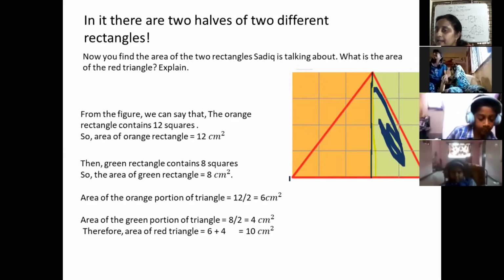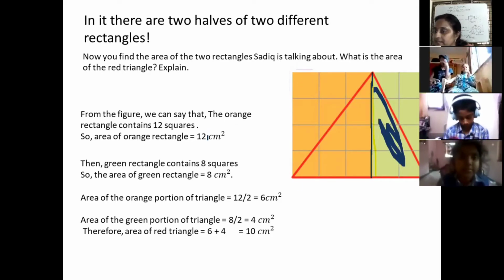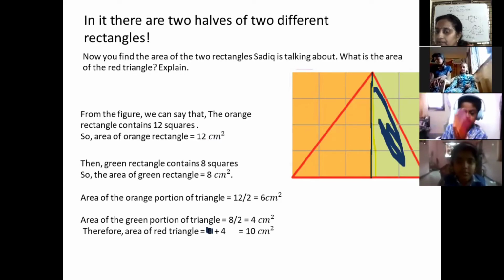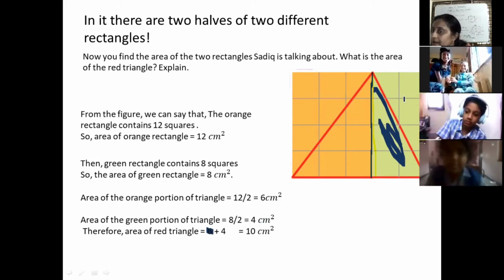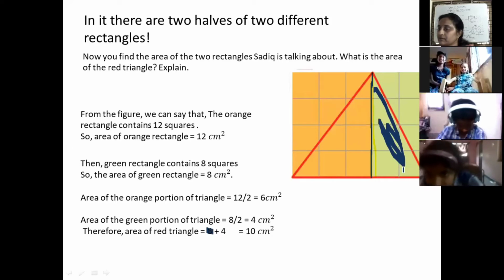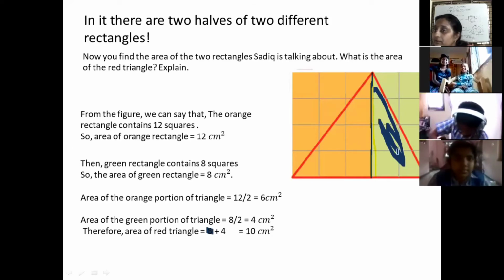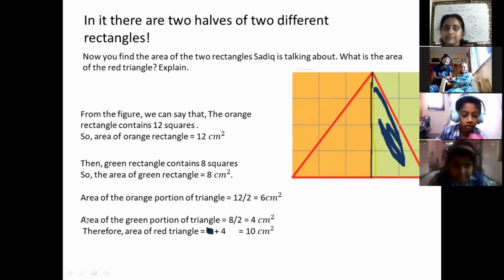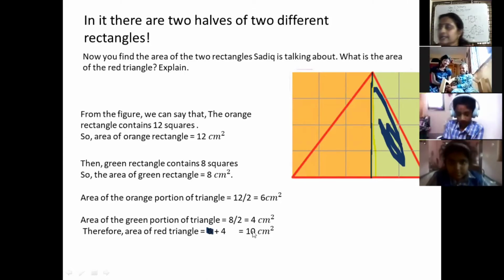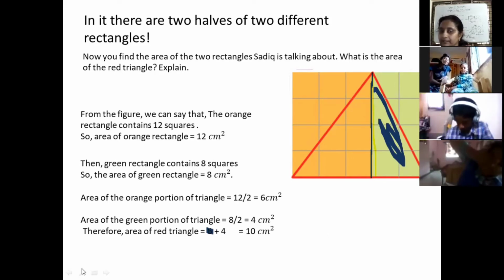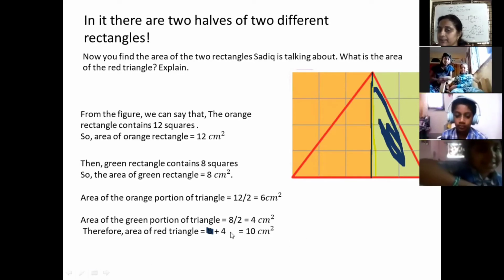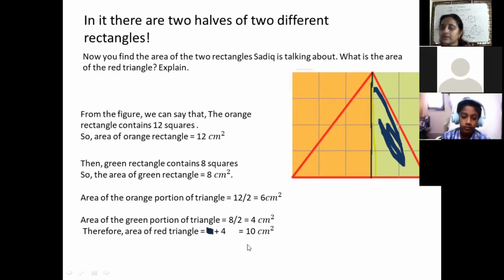So the orange rectangle area is 12 square centimeters. In that, half will become 6. The green area is 8 square centimeters. In that, half is 4. So 6 plus 4 will become 10 square centimeters. So the area of the triangle will become 10 square centimeters.